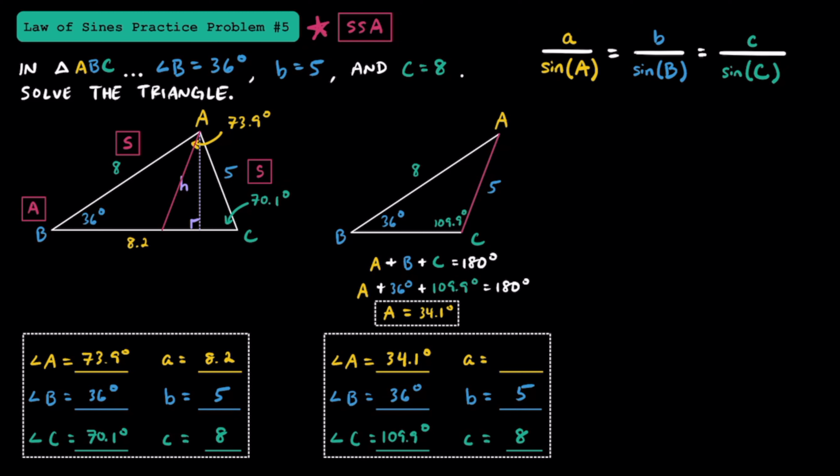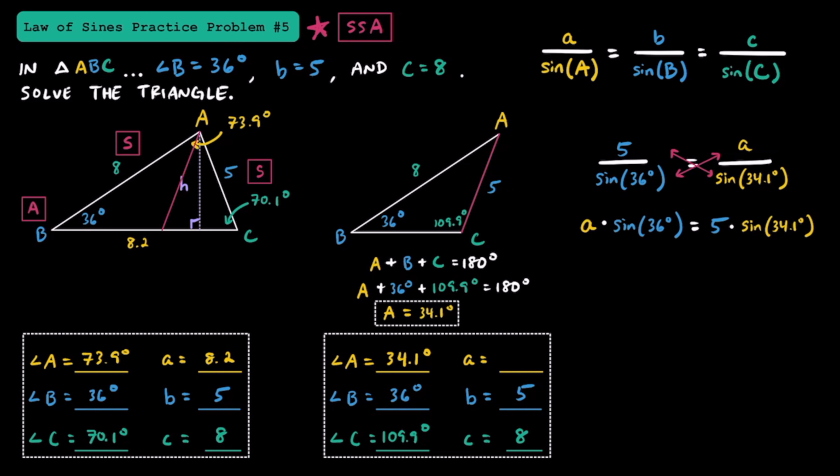At this point, we really only have one thing we have to find, and that's going to be side A. Using our law of sines, we can substitute information we do know, and write that 5 over sine of 36 is equal to A over sine of 34.1. By cross multiplying, we can rewrite the equation as A times sine of 36 degrees is equal to 5 times sine of 34.1 degrees. Dividing both sides by sine of 36 degrees, we get A is equal to 5 times sine of 34.1 over sine of 36.